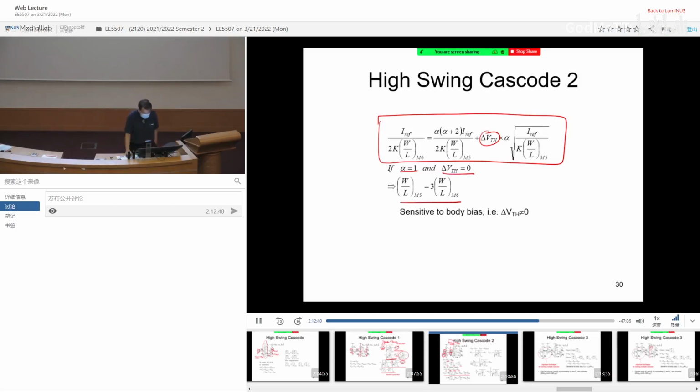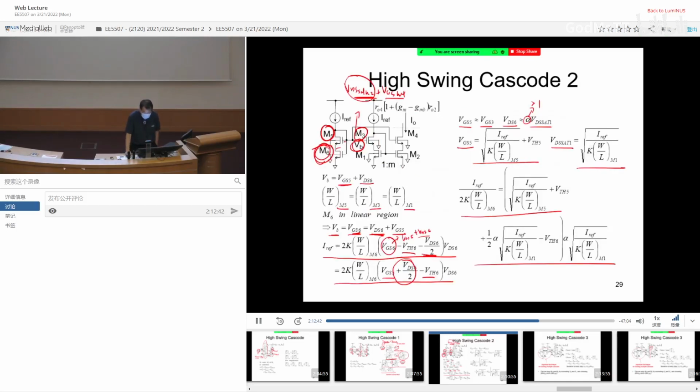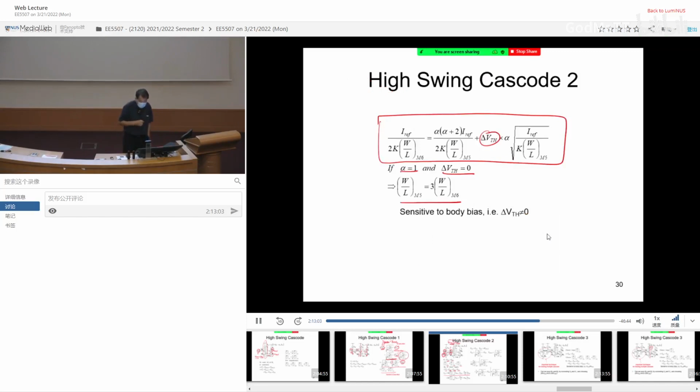The problem with this design is that now there is only 1 issue, unlike the first method, which had 2 issues. This design has only 1 issue: the threshold voltage doesn't match. The threshold voltage for M5 has a body effect, while the threshold voltage for M6 has no body effect. Therefore, there is a delta VTH difference. So it still suffers from one problem: the body effect doesn't match.